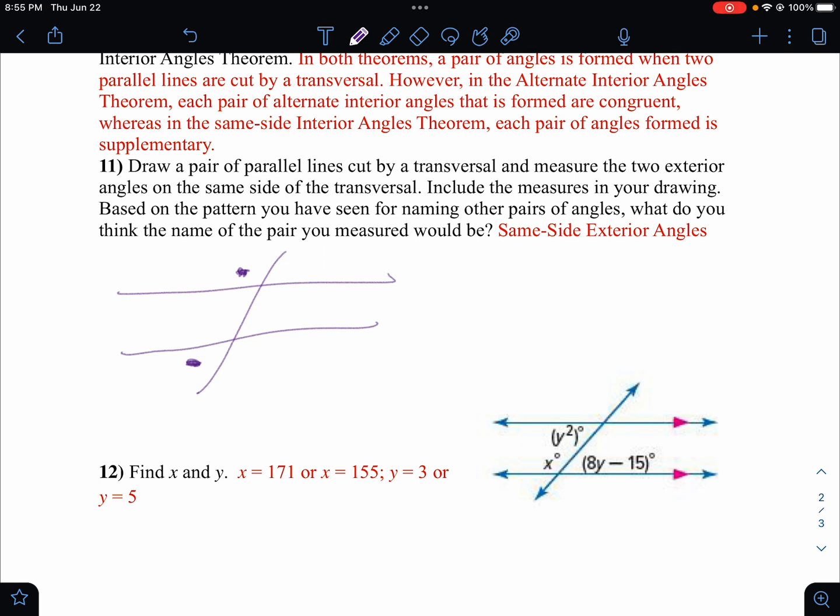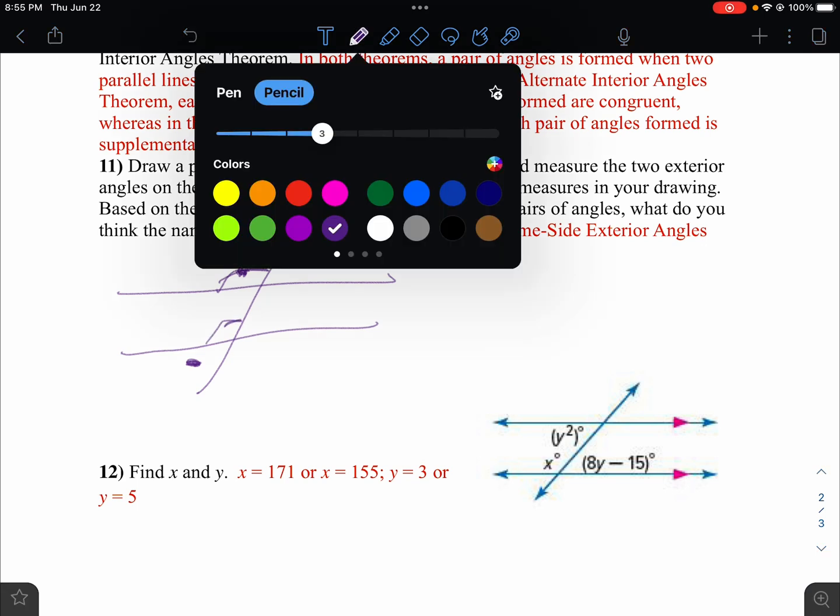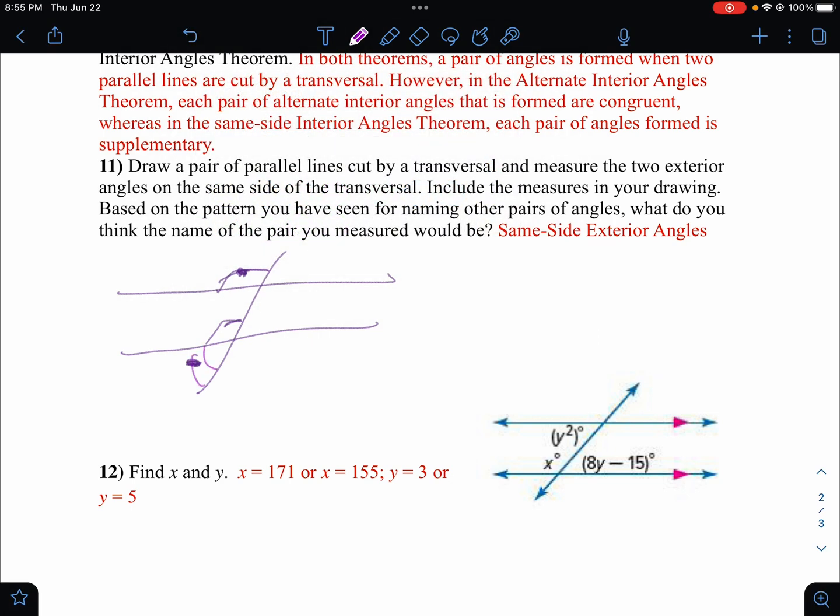Now, what's the relation between them? Well, they're going to be equal because these lines are parallel, because what happens is, I should have marked on here, this angle and this angle are going to be congruent, which means my other angle is going to be supplementary because we have a linear pair right here. If we have a linear pair, they're supplementary, so we know these are equal, and so we know my same side exterior angles are going to be supplementary.